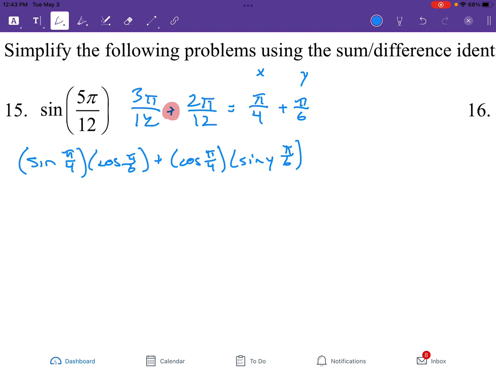Next, we find the values for each one of these. Sine pi over 4 is going to be root 2 over 2. Cosine of pi over 6 is going to be root 3 over 2. Plus the cosine of pi over 4 is root 2 over 2. And the sine of pi over 6 is 1/2.